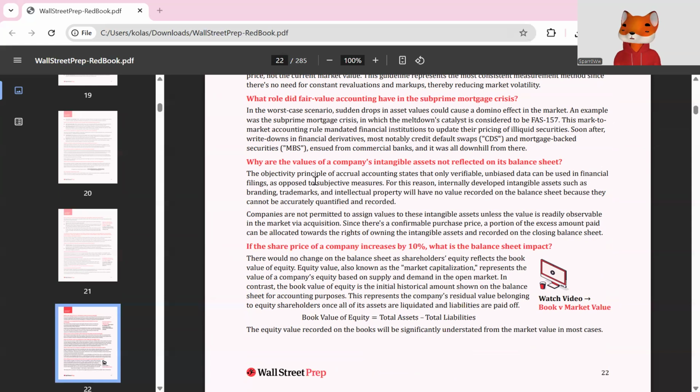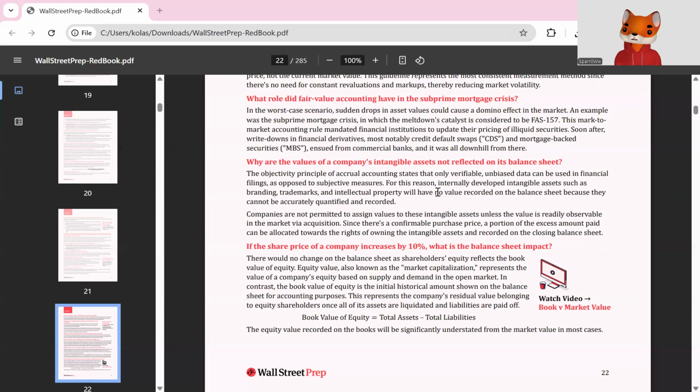So if the share price of a company is increased by 10%, what would be the impact on the balance sheet? There would be no change on the balance sheet as shareholders' equity represents the book value of equity. Equity value, also known as market cap, represents the value of the company's equity based on supply and demand in the open market. In contrast, book value of equity is the initial historical amount shown on the balance sheet for accounting purposes. This represents the company's residual value belonging to equity shareholders once all of its assets are liquidated and liabilities are paid off. Book value of equity is the total assets minus total liabilities.